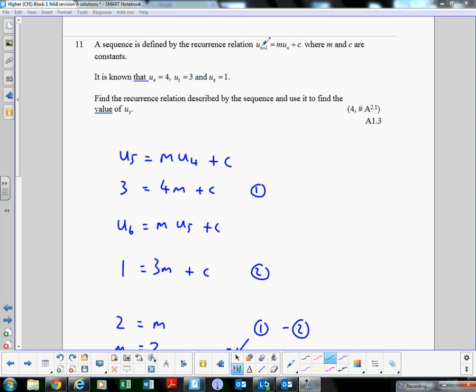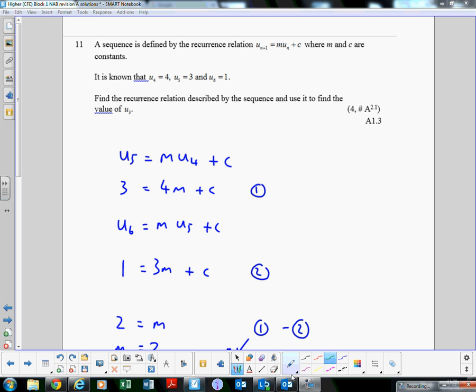So basically the next term in the sequence is m multiplied by the previous term plus c. So if I take u5 and u4, I can substitute them into this original recurrence relation. So u5 is 3, u4 is 4, so I get an equation. And because u5 and u6 are also consecutive terms, I can substitute those into the original recurrence relation as well. And I have 1 equals 3m plus c.